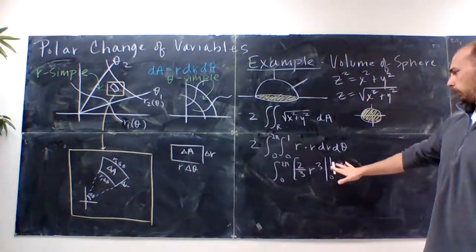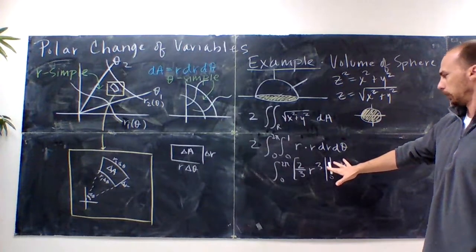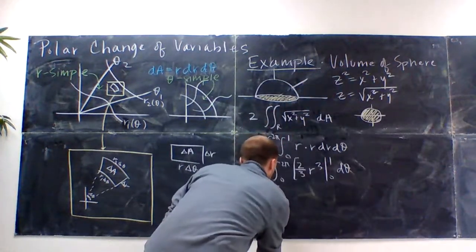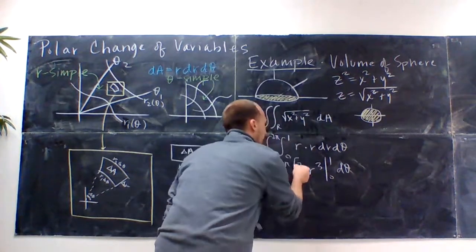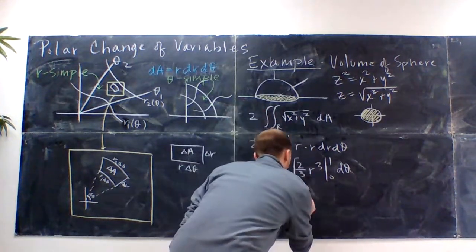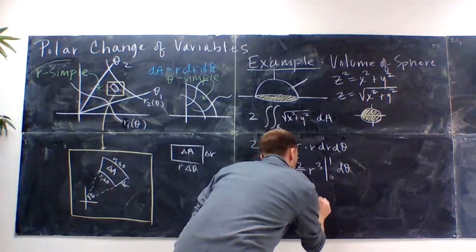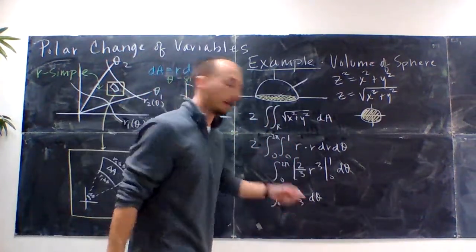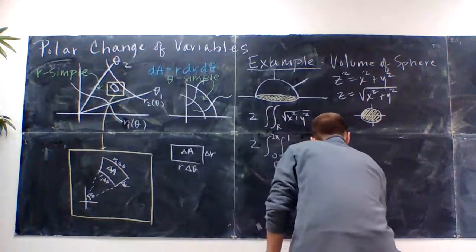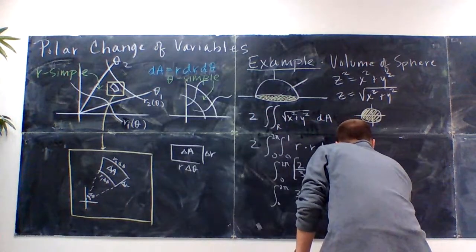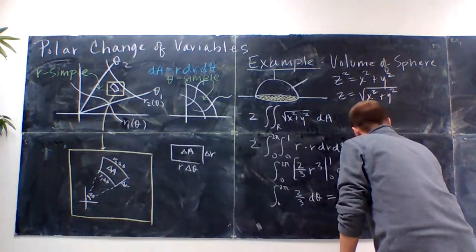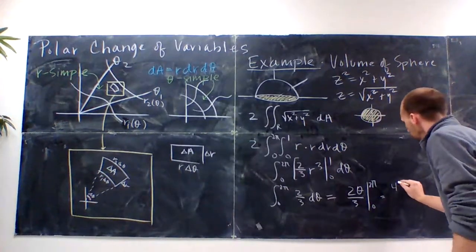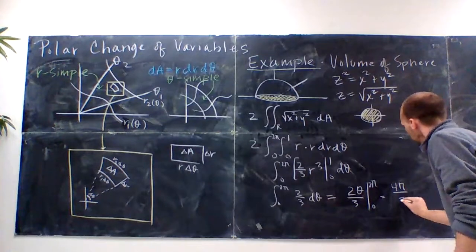Okay. This will be, what am I going to do? I'm going to plug in 1, I'm going to get 2/3, I'm going to plug in 0, I'll get 0. And so I'll have the integral from 0 to 2 pi of 2/3 d theta. The antiderivative for 2/3 would be 2/3 theta, as theta runs from 0 to 2 pi, which is going to give us 4 pi over 3.